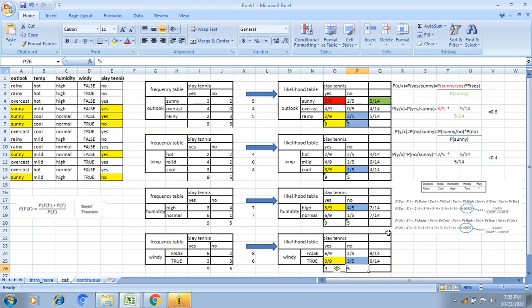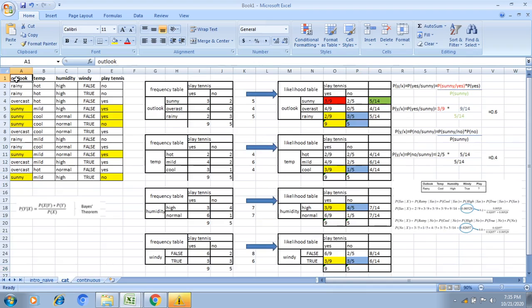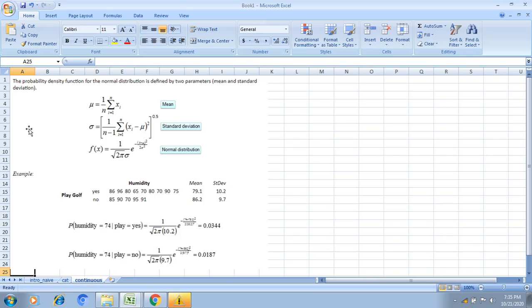Similarly, we already have some existing training data, and using the training data we can predict whatever the new data is. Using the categorical information, we can calculate the frequency table and likelihood, and from the likelihood we can calculate the prediction. If the independent variables are continuous, but the dependent variable is always binary or categorical, we need to use this formula to convert to the frequency. The probability density function for the normal distribution is defined by two terms, mean and standard deviation.